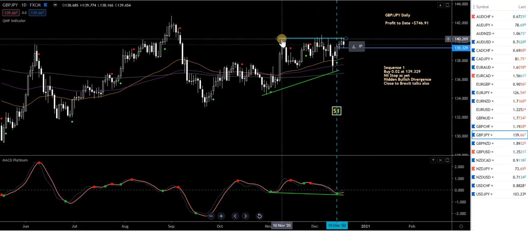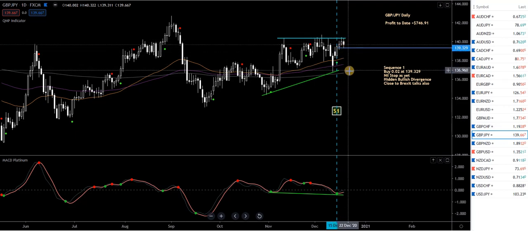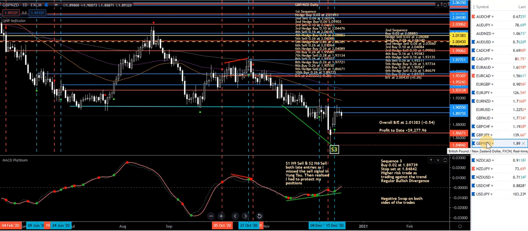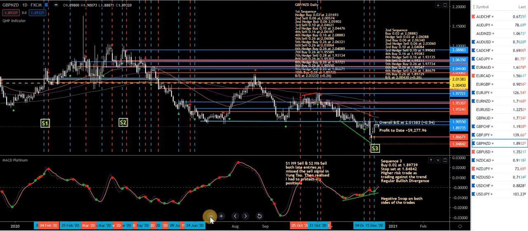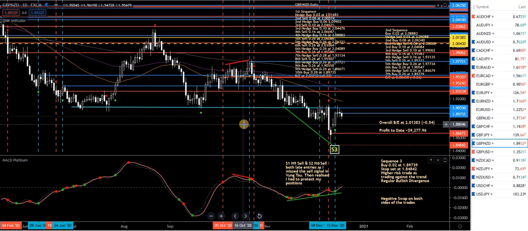So it's nice to break this little resistance level up here at the top. It sort of popped up there on Friday, but now come back down. Pound New Zealand. Now this is one pair I've got a lot happening. It's a pair I don't mind trading. As you can see, I've got a lot of trades on. There's 2-3 sequences left. I've been clearing a few of these trades.